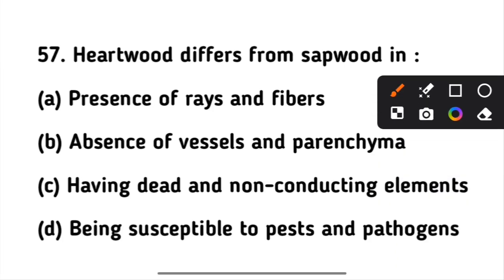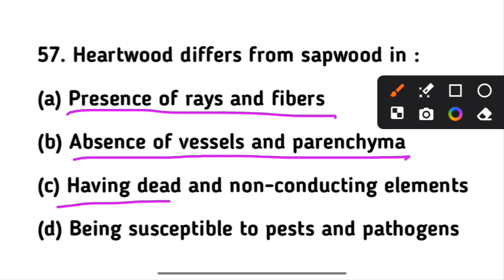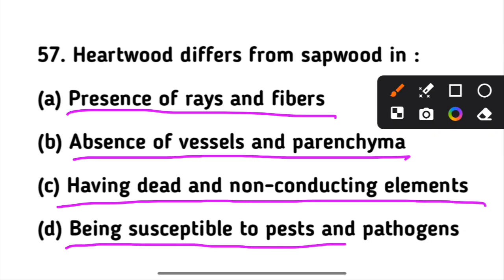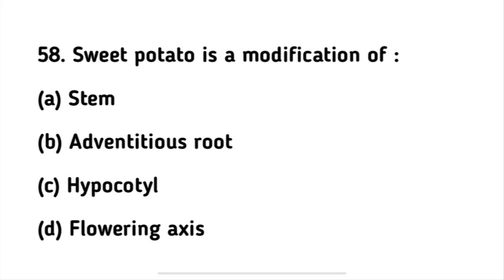Hardwood differs from softwood in: presence of rays and fibers, absence of vessels and parenchyma, having dead and non-conducting elements, being susceptible to pests and pathogens. Option C is correct, having dead and non-conducting elements. Hardwood differs from softwood in having dead and non-conducting elements. Next question.